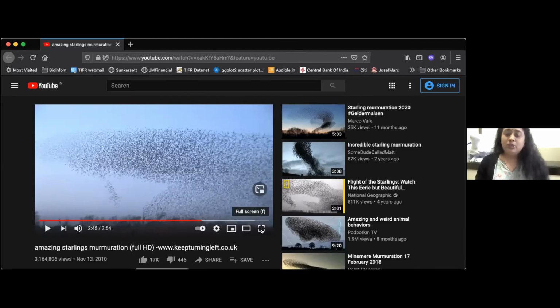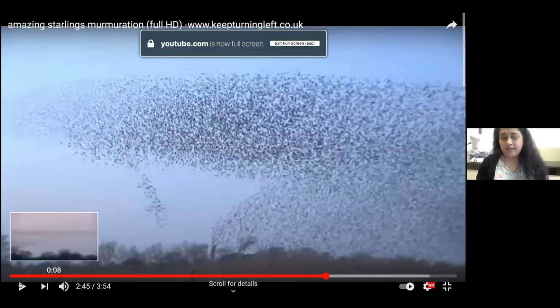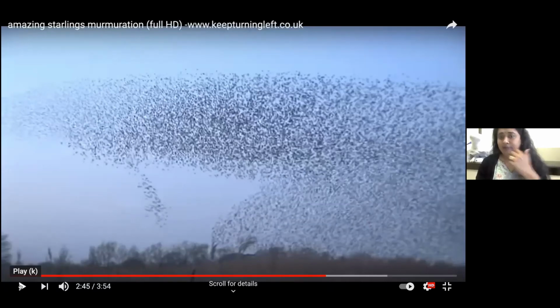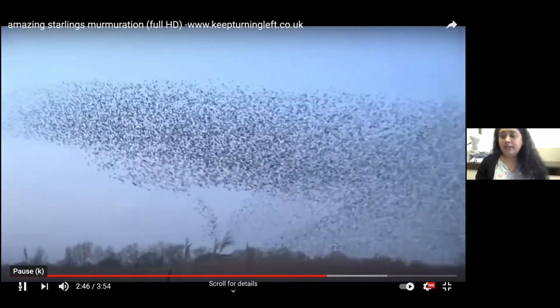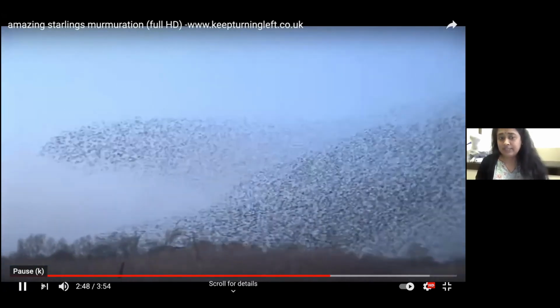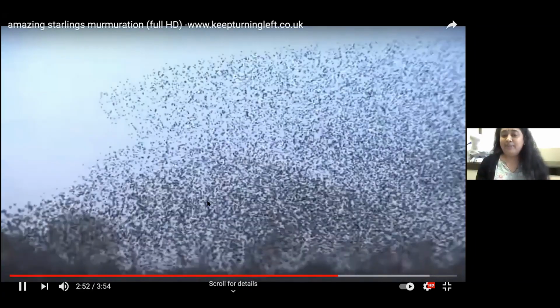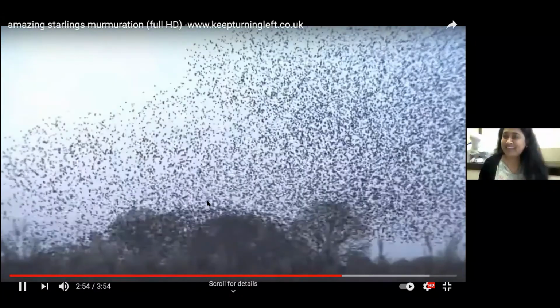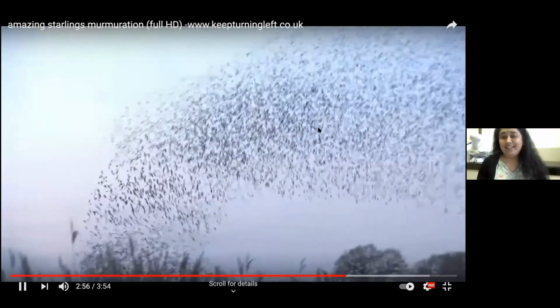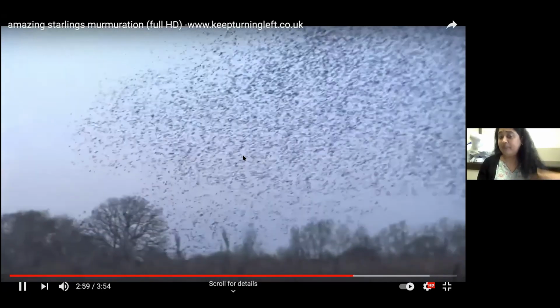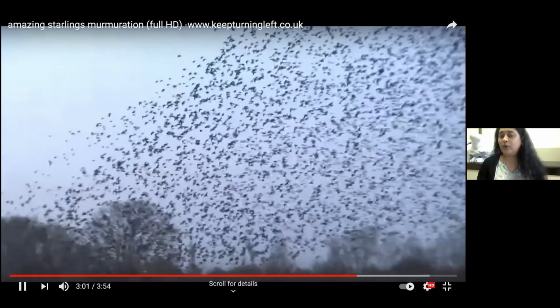Okay. So this phenomenon is very well known. It is extremely well studied as well and very fascinating. These are individual birds moving in a collective. And they tend to make these very interesting dynamic moving patterns, which are very complex.